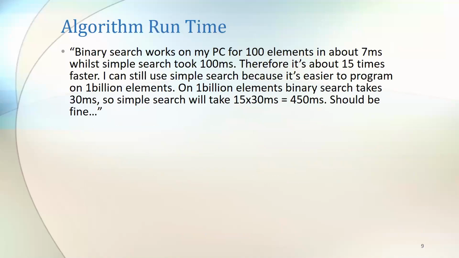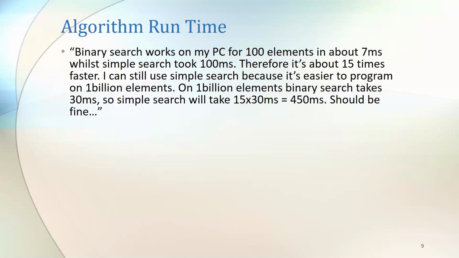So let's talk about runtime already. So if somebody made this statement, right? He said, look, binary search, I noticed I had 100 elements, I ran binary search, it ran about 7 nodes. Whereas simple search takes 100 nodes. So I come to the conclusion, look, binary search is 15 times faster. Okay, and now I'm going to use it for 1 billion elements, and I'll still be able to use simple search, right? Because if I do the same kind of math, well, look, 15 times, well, this will be 450 milliseconds for simple search, right?